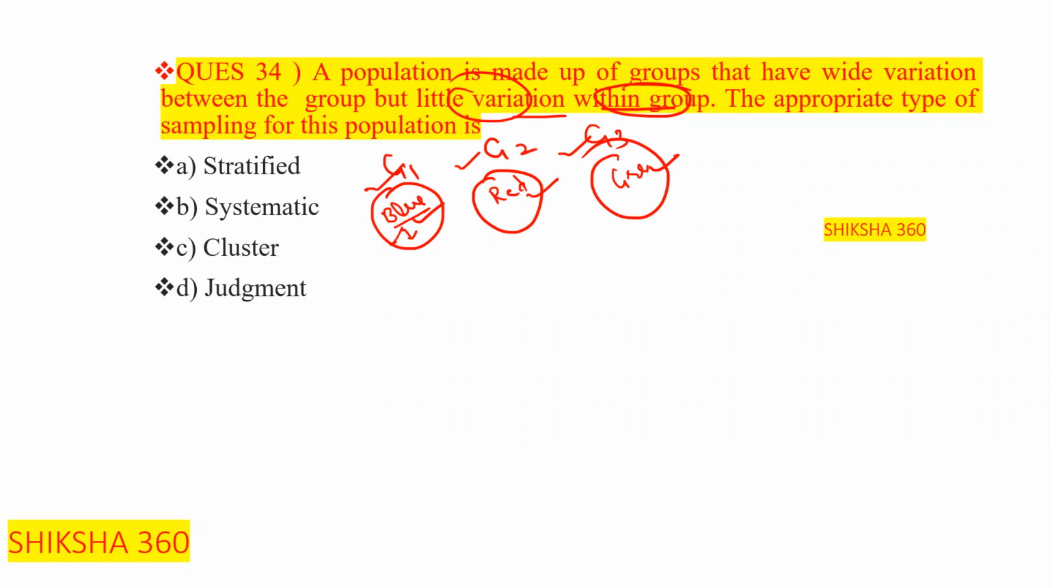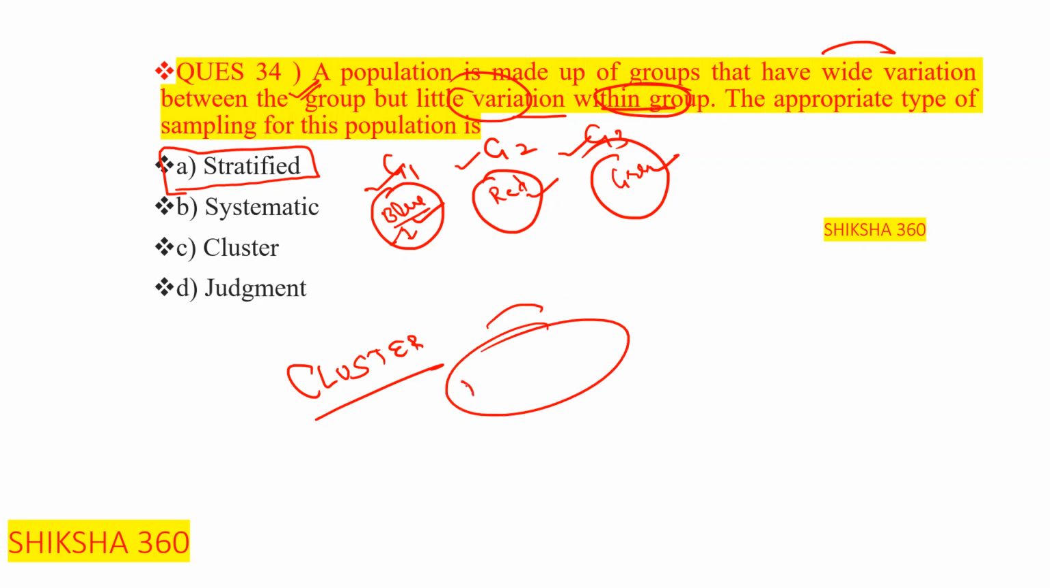The correct answer here is stratified sampling. In the case of cluster sampling, there is no such wide variation between the groups, because blue color, red color, green color, all are in the groups.